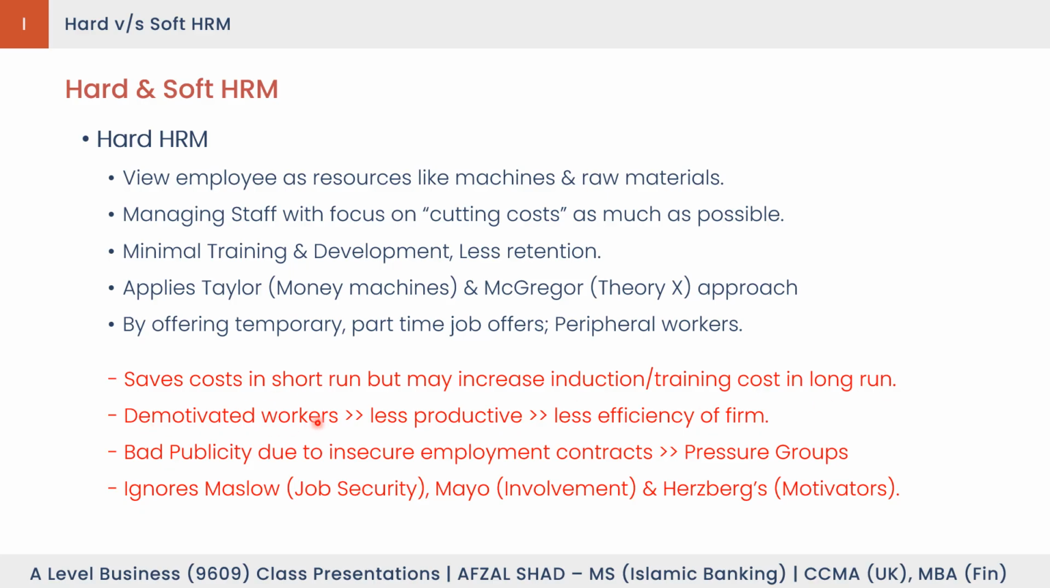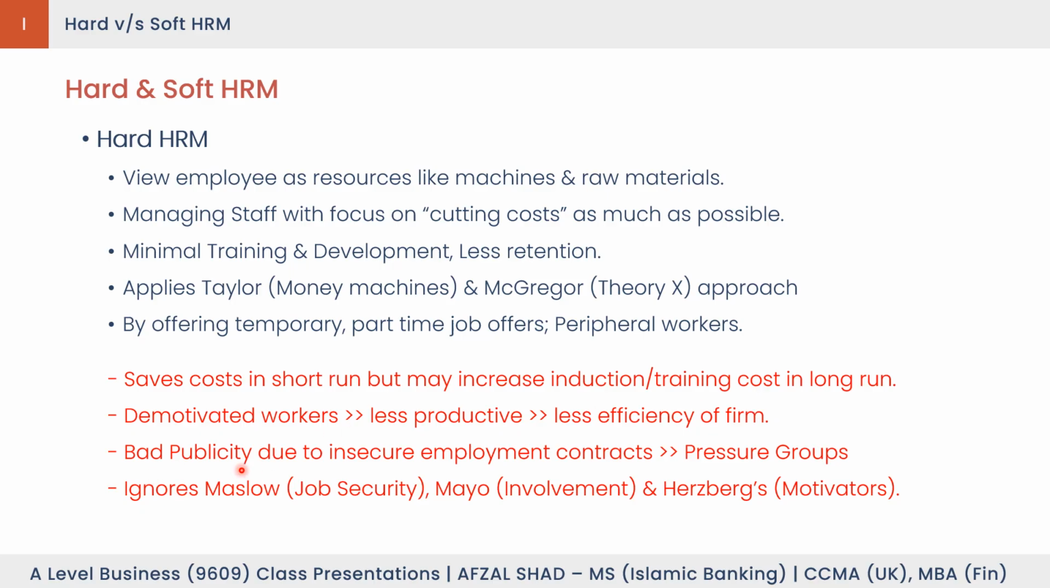Second, demotivated workers will always be less productive and less efficient for the firm. So when your organization is believing in firing the employees whenever they are not required, that means there is not going to be a good relation between the employee and the management. There would be a job insecurity. So in that case the workers will be demotivated, and when workers are demotivated they are less productive, and that means efficiency is not achieved.